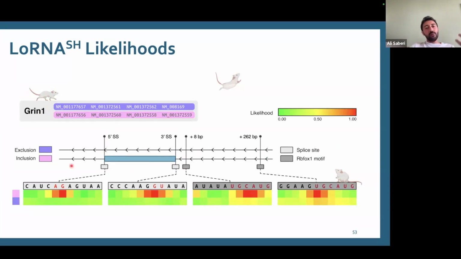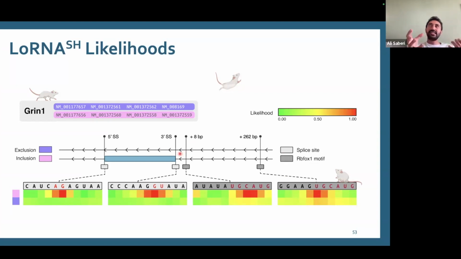What we've done is perform mutagenesis: for each nucleotide, we perform all of the possible mutations, and then perform a softmax to have a probability distribution over the nucleotides, or let's say tokens. This is averaged over all of the transcripts that included and that excluded the exon. You can see that for the transcripts that included the exon, mutating this splice site and mutating the RBFOX1 motifs upstream have much more critical effects on the model's likelihood compared to the transcripts that exclude this exon.